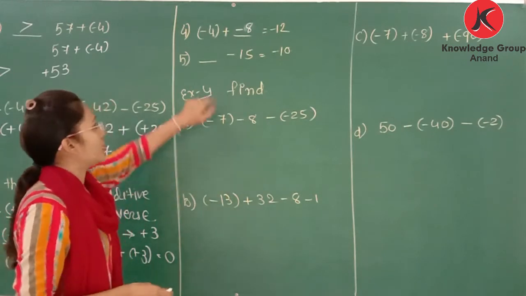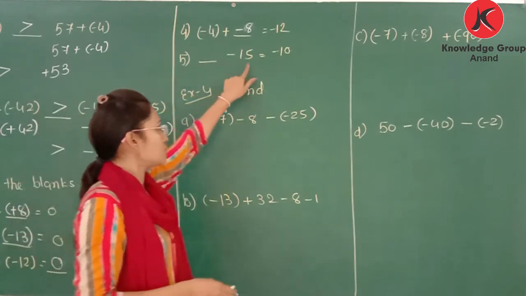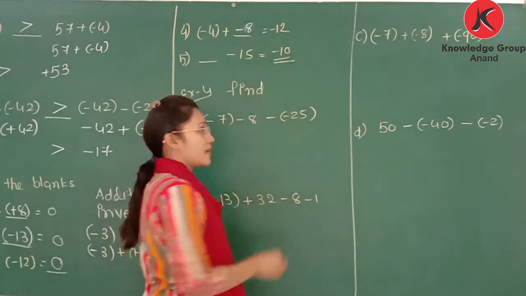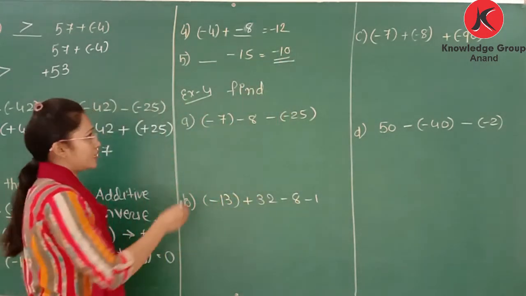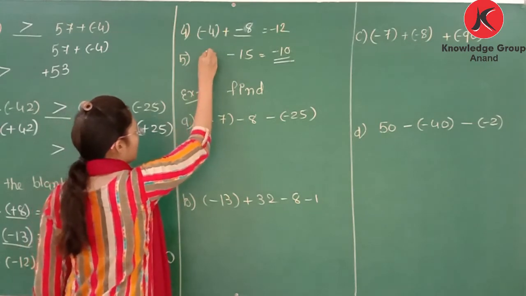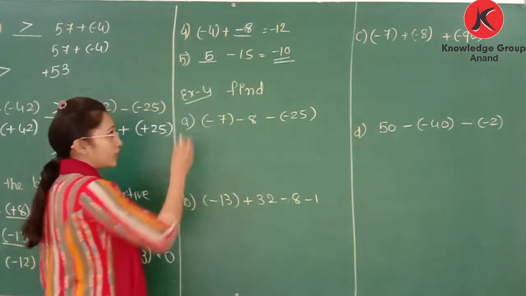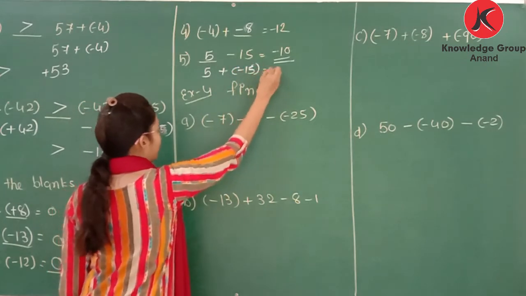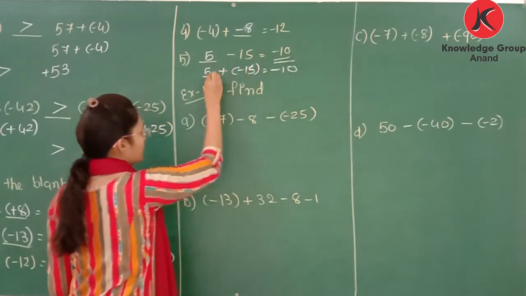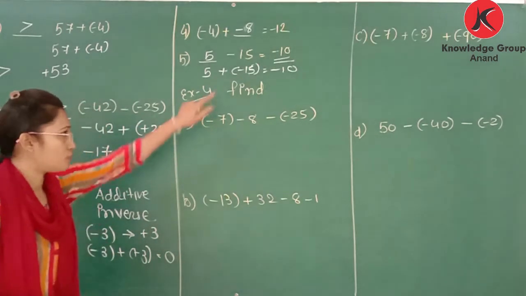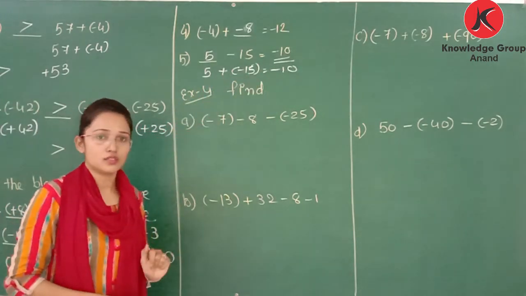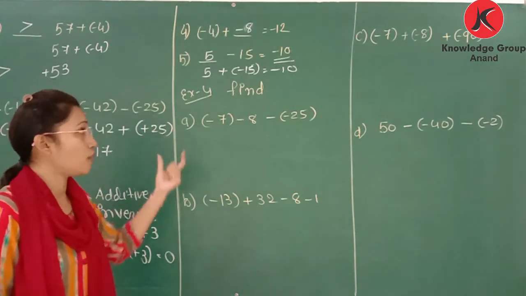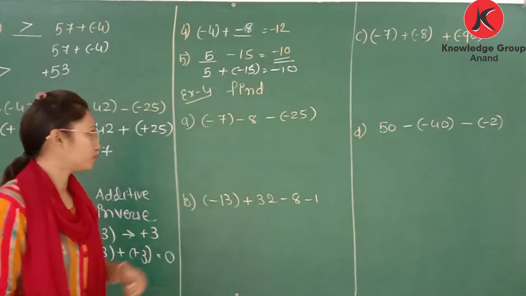Clear? Now next one. Blank minus 15 is minus 10. Here the answer is negative. So let's take a number. Here if we take 5, then 5 plus minus 15 will give minus 10, because 15 minus 5 is 10. Bigger number is 15, so it is minus 10. You need to write different values in a blank, and from that you get the answer.